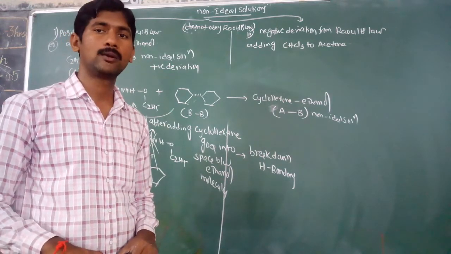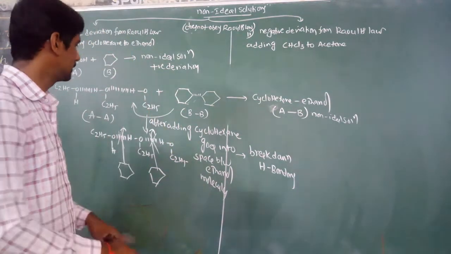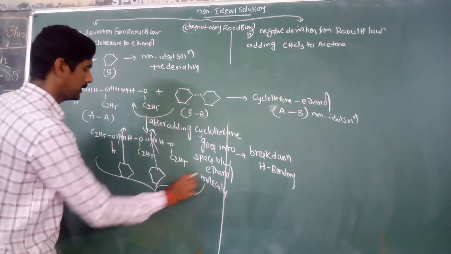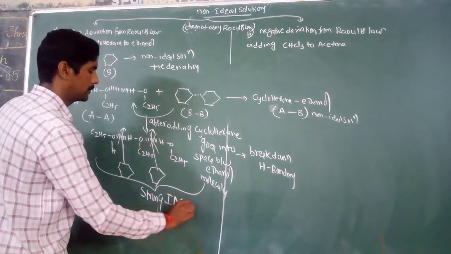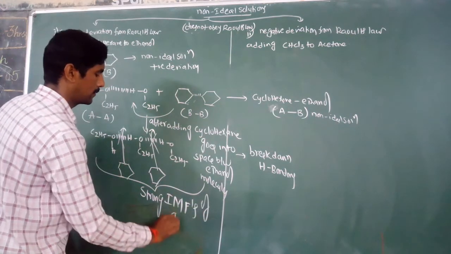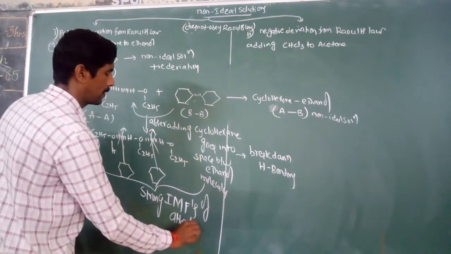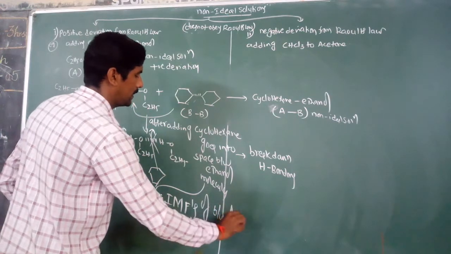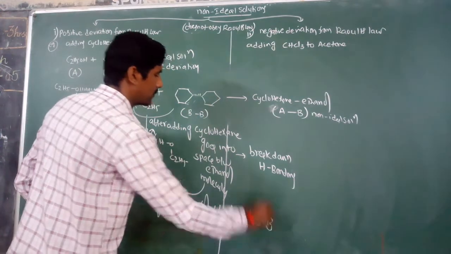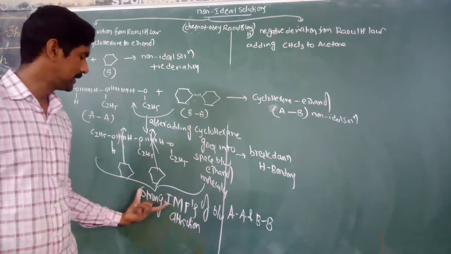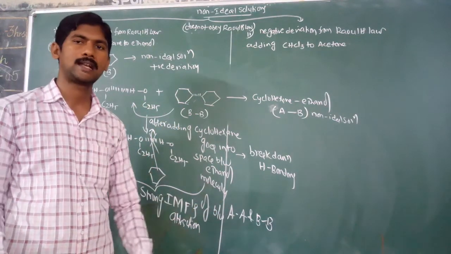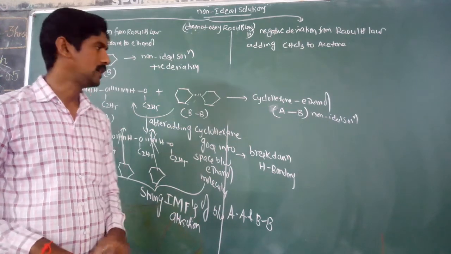Before adding cyclohexane to ethanol, there are strong intermolecular forces of attraction between A-A and B-B. Before adding cyclohexane to ethanol, there is strong intermolecular forces of attraction between AA and BB.